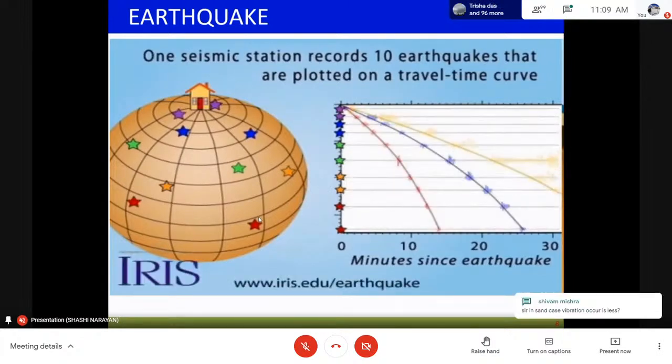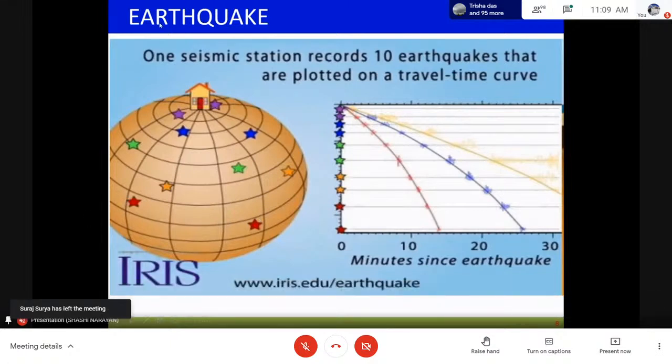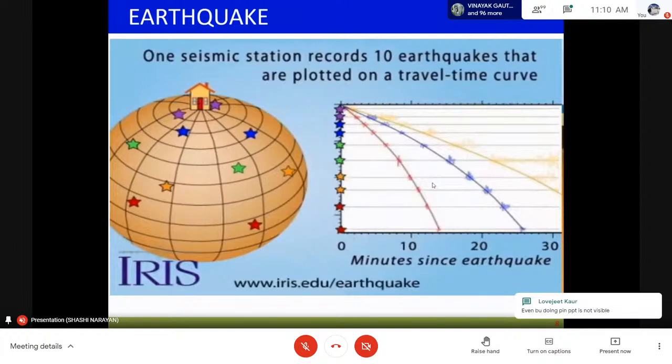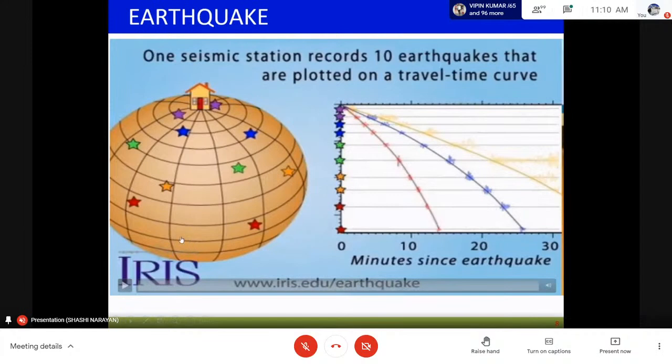These two are the farthest points, these two are the farthest points, and these are the ones which are very near. So you see that the time taken between the P wave and S wave is increasing with the distance between the source and site. So these are what we use to determine the location of the earthquake.